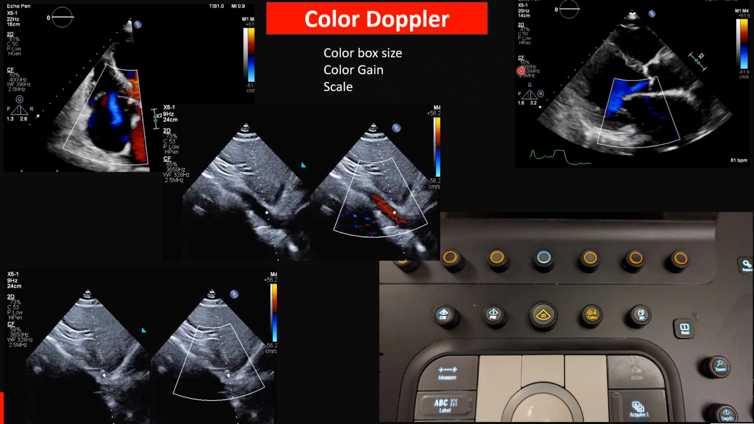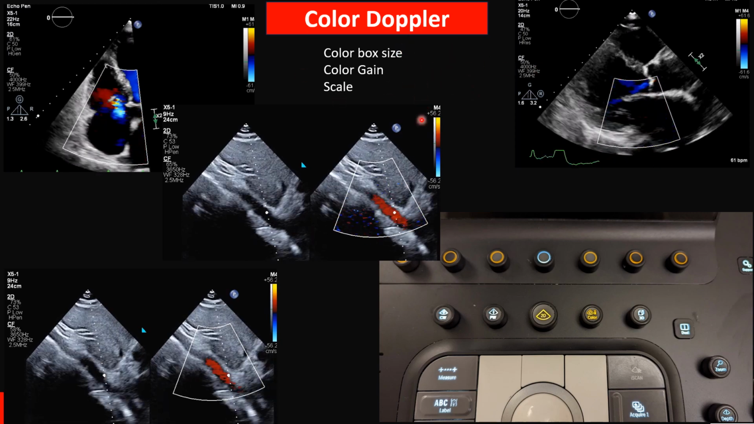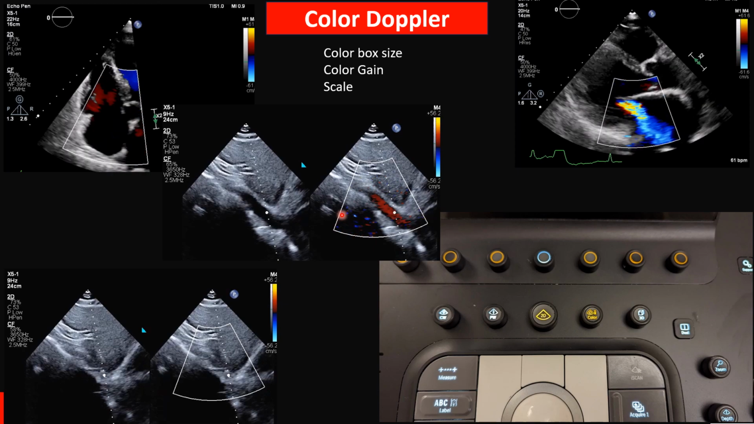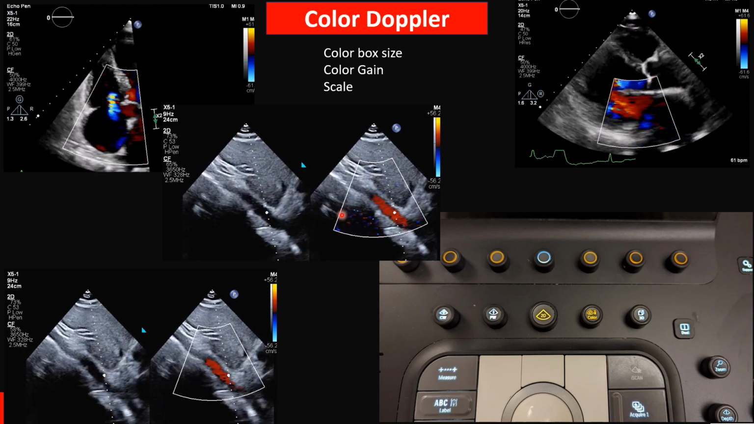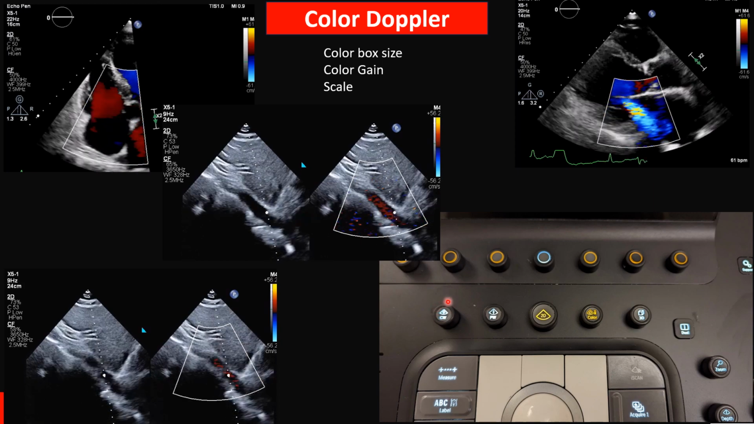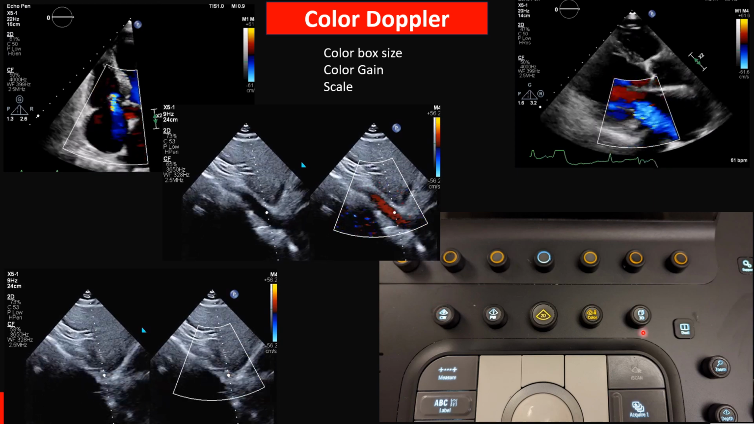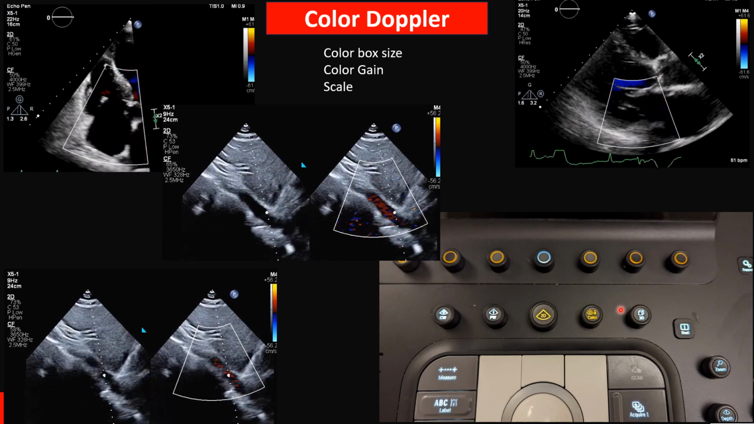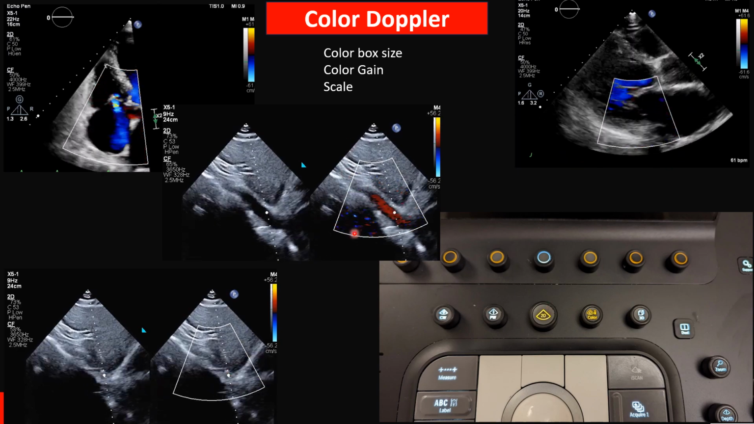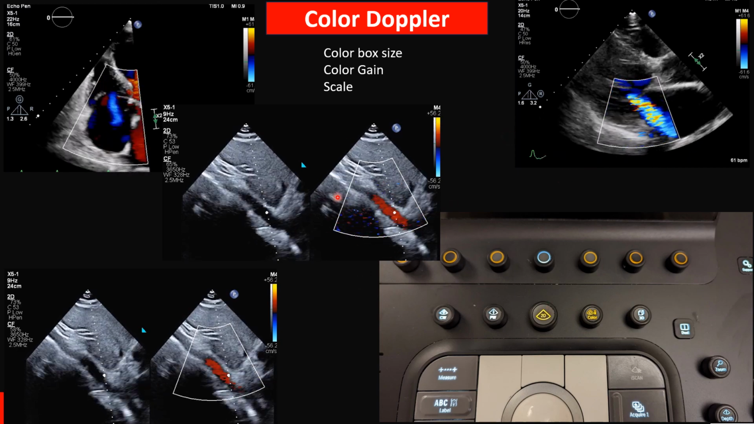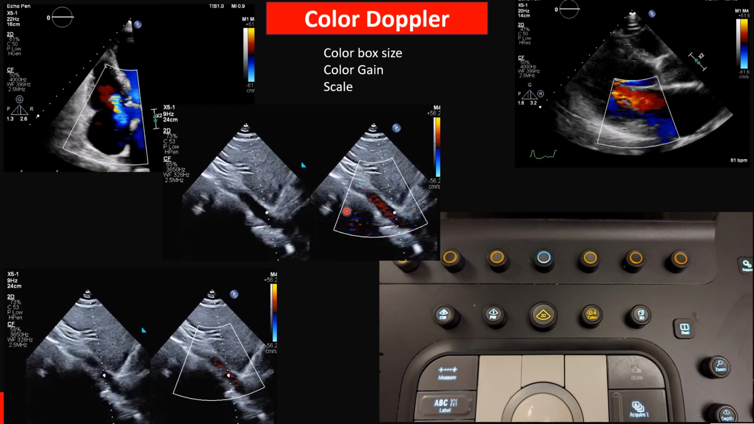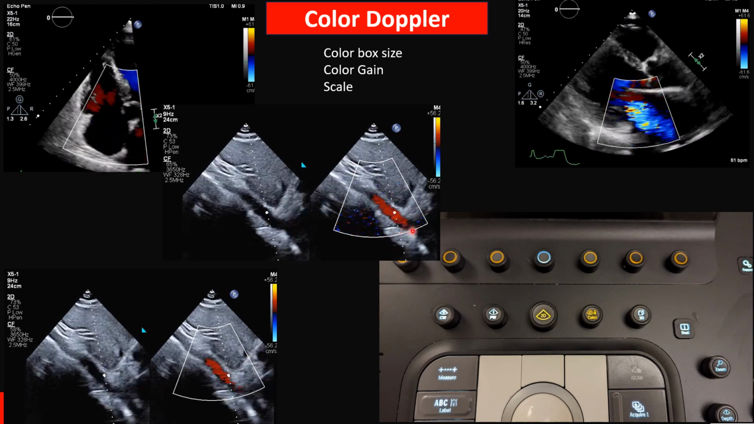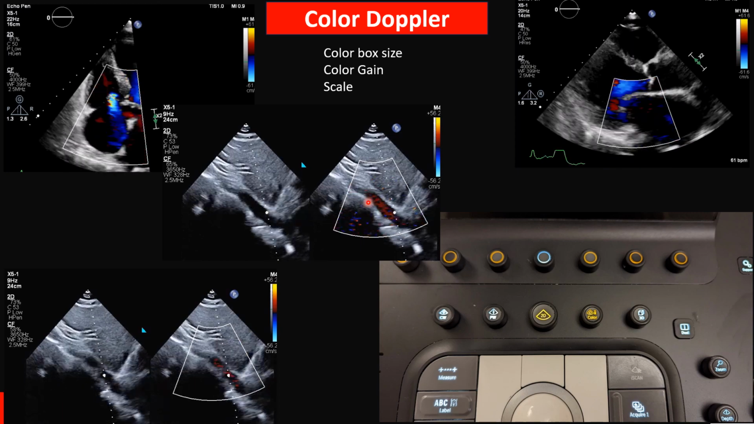After optimizing the size of the color box, we go for color gain. For the EPIQ machine, color gain will be around 50 to 55%, but the general rule for optimizing color gain is that we crank up the knob at the bottom of the color: twisting clockwise increases gain, counterclockwise decreases gain. We increase gain until blooming starts showing up, meaning the color shows up beyond the blood flow, over the wall or even beyond that.